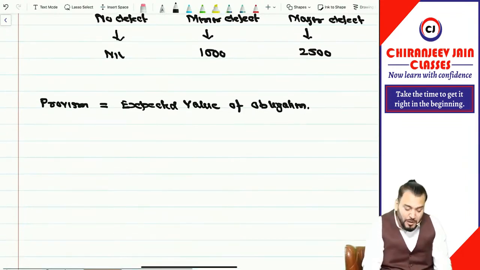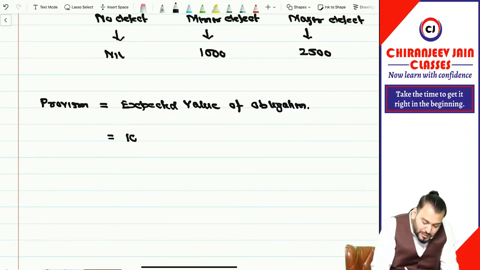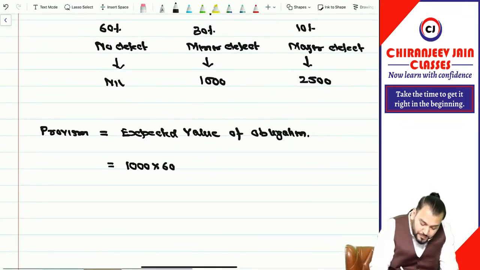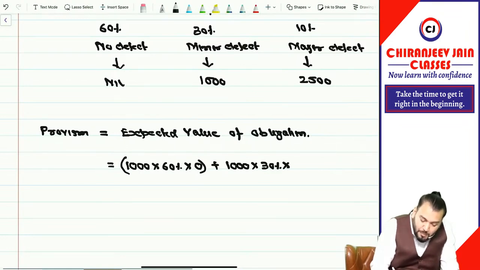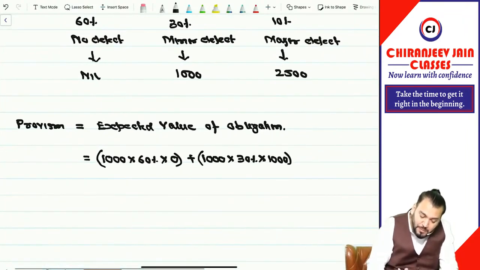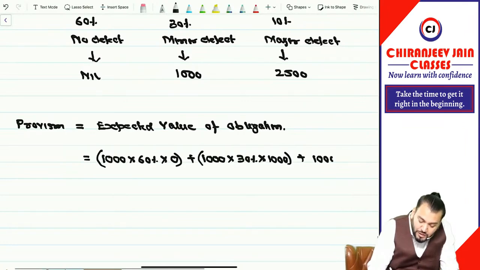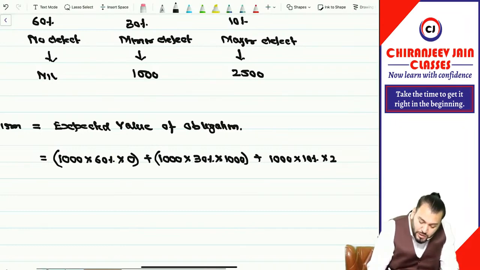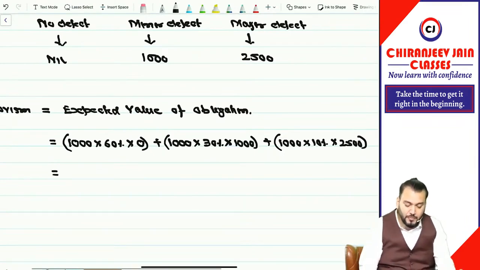So can you see, out of 1000, how much no defect? 60% no defect, amount is 0. Yes or no? Plus out of 1000, how much minor defect? 30%. What is the amount? Rupees 1000. Are you able to understand what I am doing? Plus out of 1000, how much major defect? 10%. What is the amount? Amount is 2500. Understood? So this becomes how much? Can you give me the amount?